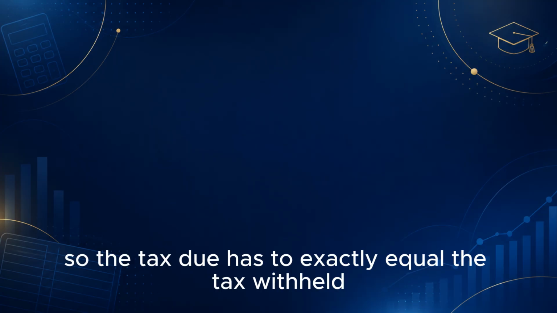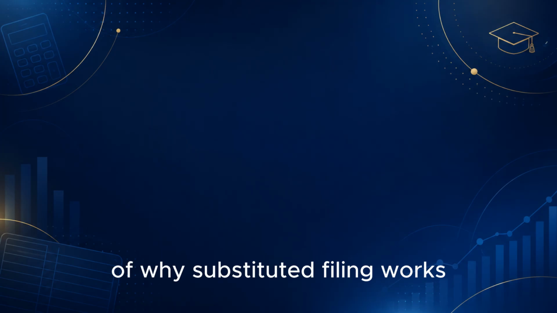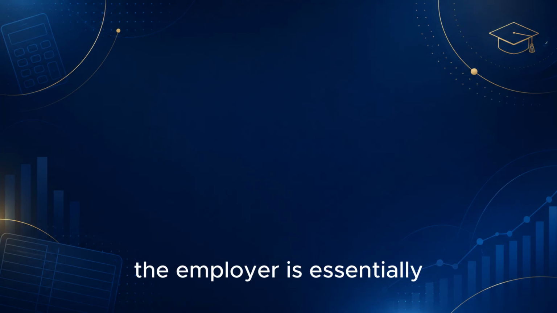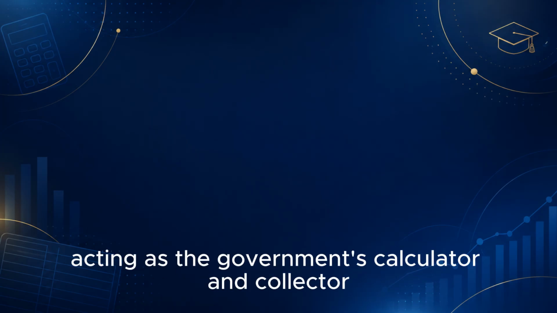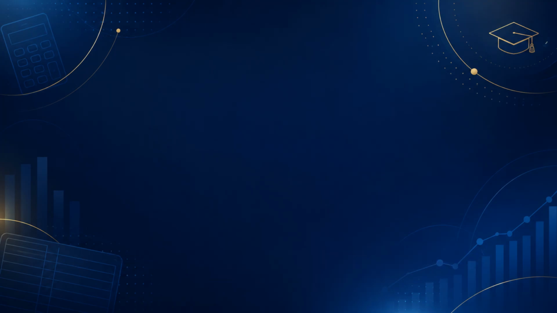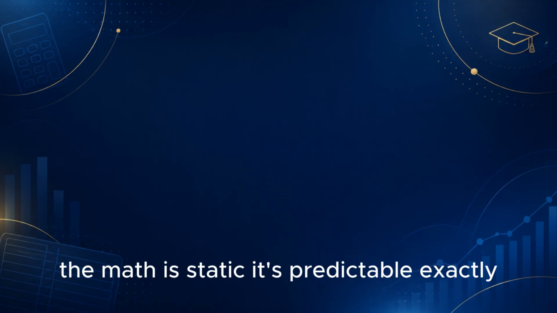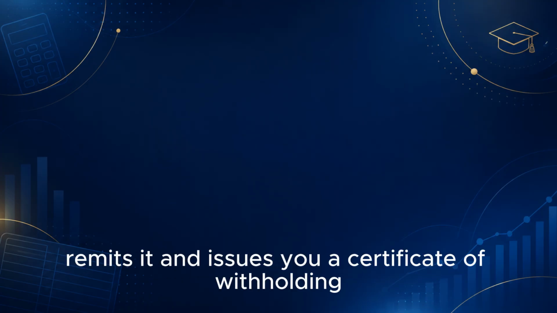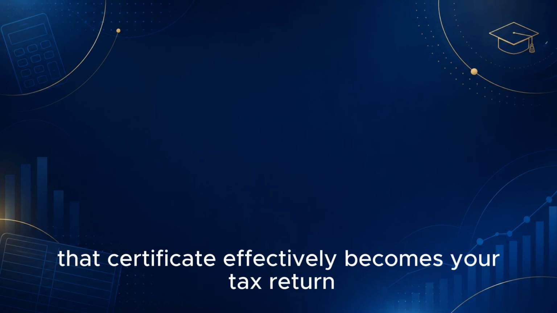So the tax due has to exactly equal the tax withheld. Think about the mechanics of why substituted filing works. The employer is essentially acting as the government's calculator and collector. If you only have one employer, the math is static. It's predictable. Exactly. The employer deducts the tax, remits it, and issues you a certificate of withholding. That certificate effectively becomes your tax return.